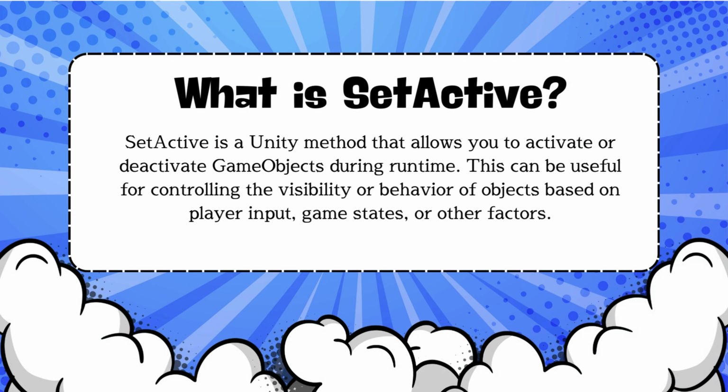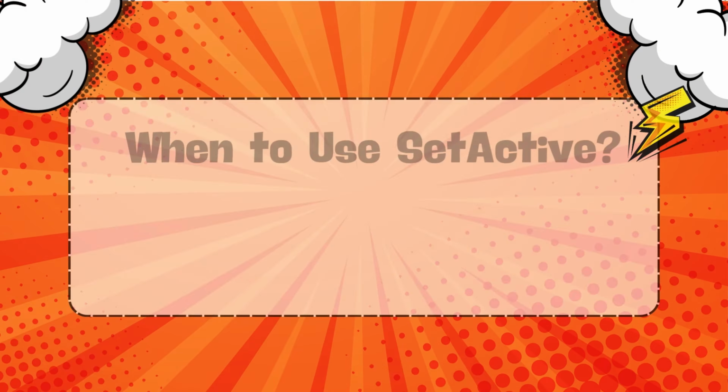What is SetActive? SetActive is a Unity method that allows you to activate or deactivate game objects during runtime. This can be useful for controlling the visibility or behavior of objects based on player input, game states, or other factors.